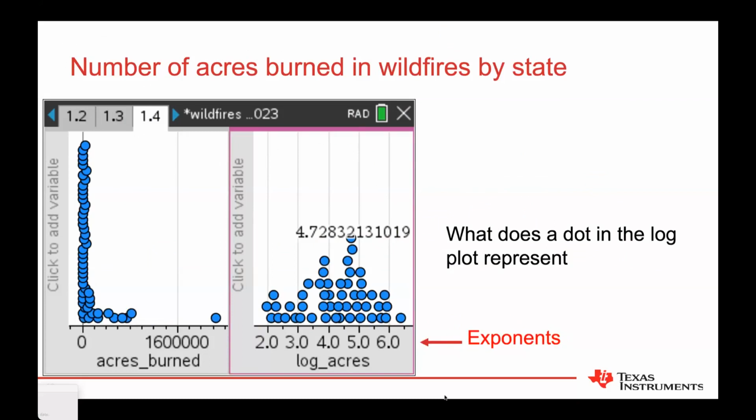So here's a graph of what the data look like. I did it on an Nspire. You could do it on an 84. And on the left, you see the number of acres burned. You see that one big outlier that's making it really difficult, but it's still hard to do all the spacing. And on the right, you see the distribution. They're not colored anymore, but you can see that the horizontal axis is in exponents. These are exponents on 10. And it's important for students to understand what a dot in that log plot represents. It's the power you would put on 10 in order to get that number of acres burned. Next slide.